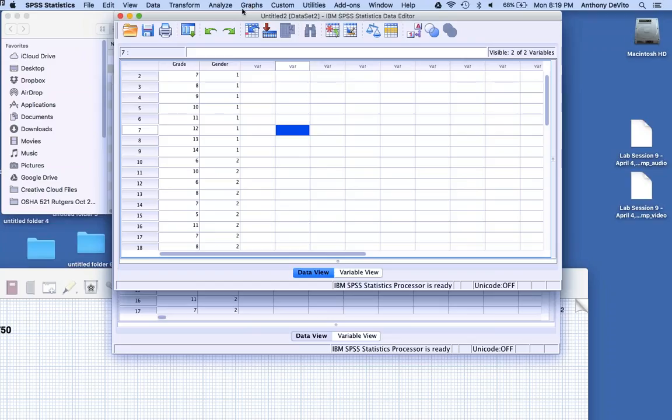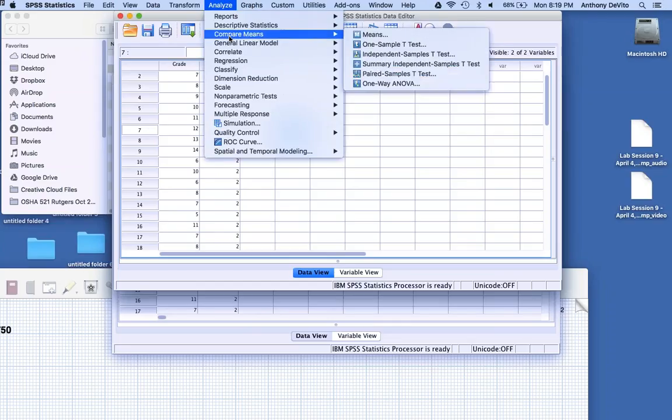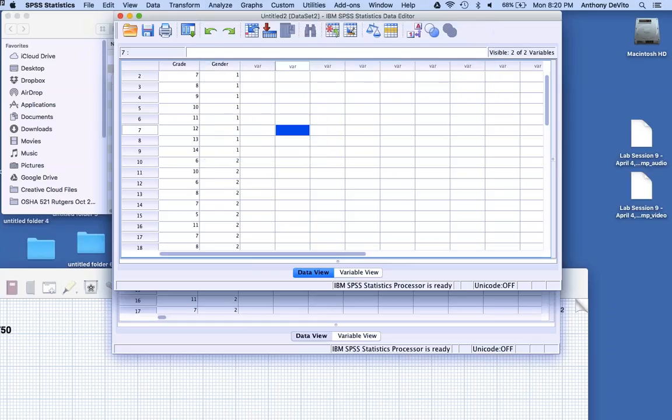Okay, and the way I'm going to do that is I'm going to go up to analyze. I'm going to go into compare means. Okay, everybody okay with that? Where I am now? Compare means. Okay, and I'm going to go past means to one sample t-test, past that to independent samples t-test. Not paired samples, not one sample, but independent samples t-test.